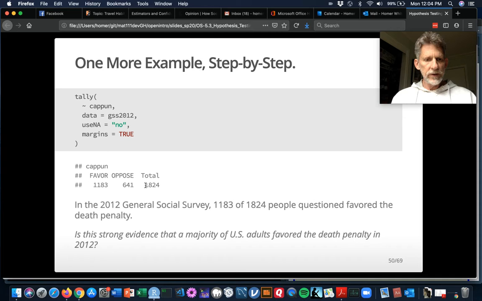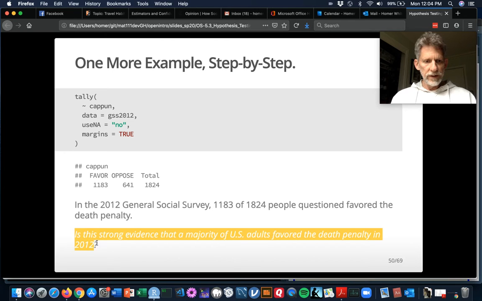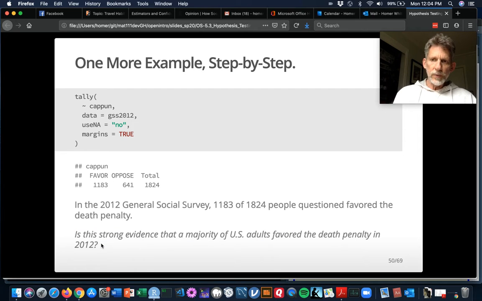Out of 1,824 people who answered the question, 1,183 of them favored the death penalty. So our question is, does that data constitute strong evidence that a majority of United States adults favored the death penalty in 2012? We have the sample, we're wondering what it's like out there in the population.